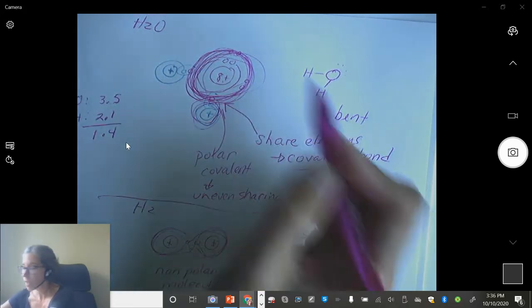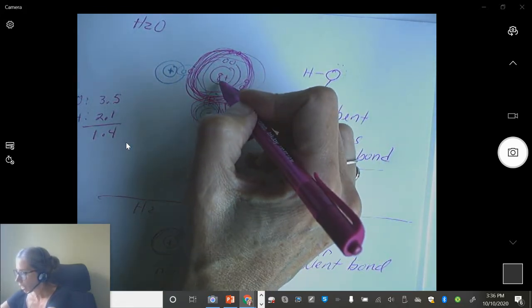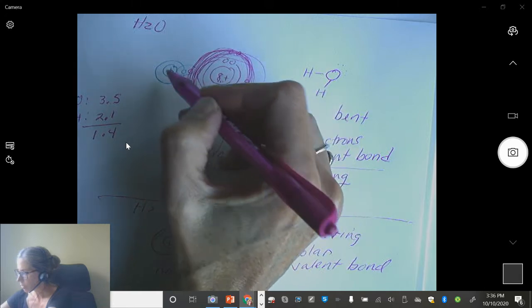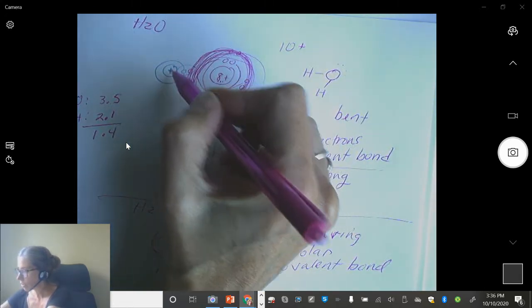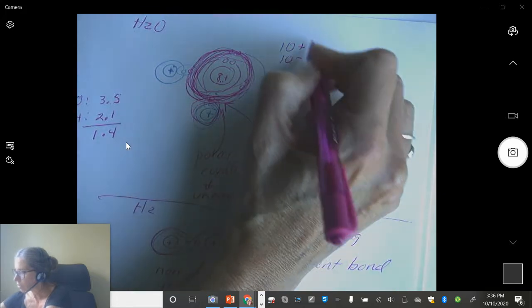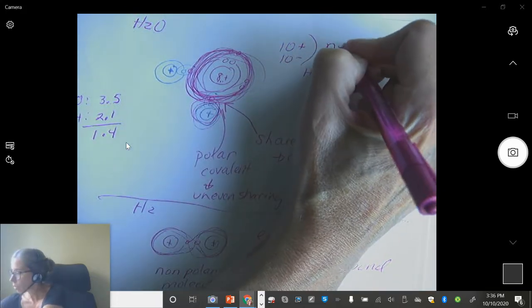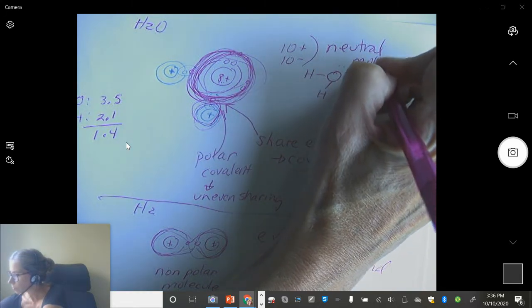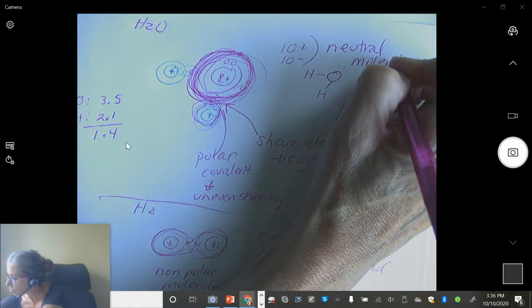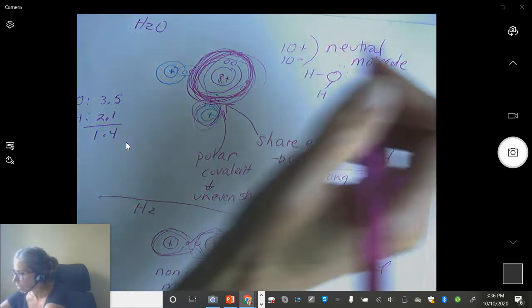Oh, you're all right. So you've got 8 pluses, 8 protons, 9, 10. All together, you've got 10 protons. You've got 8 electrons, 9, 10. You've got 10 electrons. So notice that this is a neutral molecule. It's not an ion, right? It's a neutral molecule.